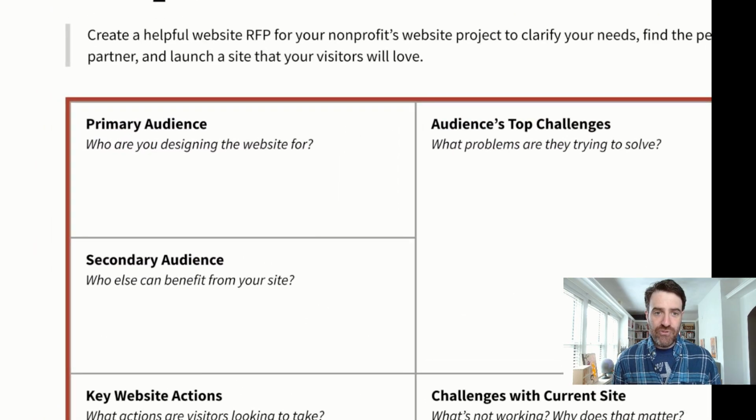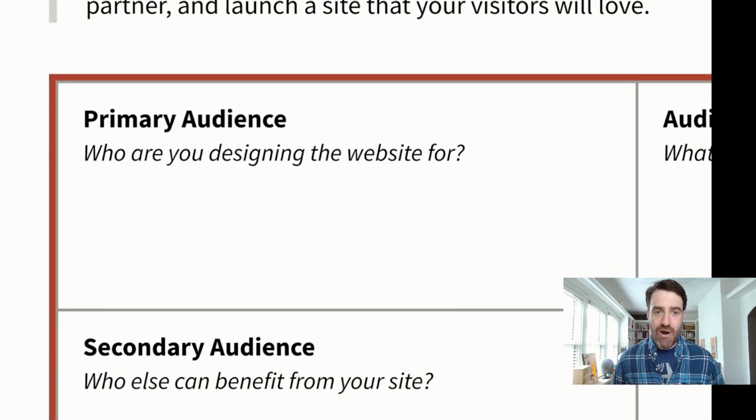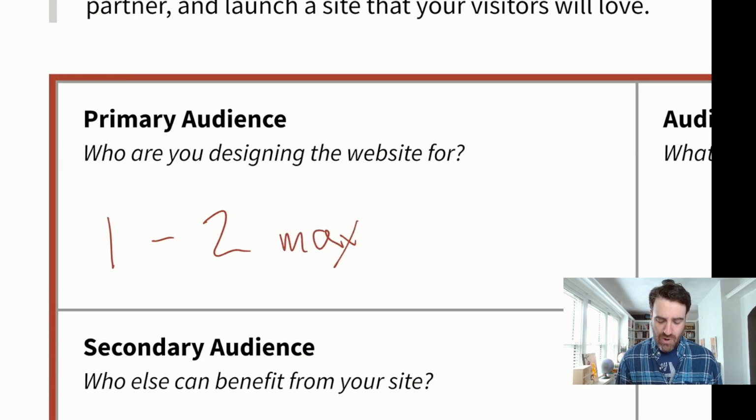So for starters, we'll zoom in on this primary audience box, and this is who you're designing the website for. Now, I always push nonprofits to try and limit yourself to one or two audiences max. I know that's really tough, but really push yourself here because the best nonprofit websites are really clear on who they're primarily trying to reach.